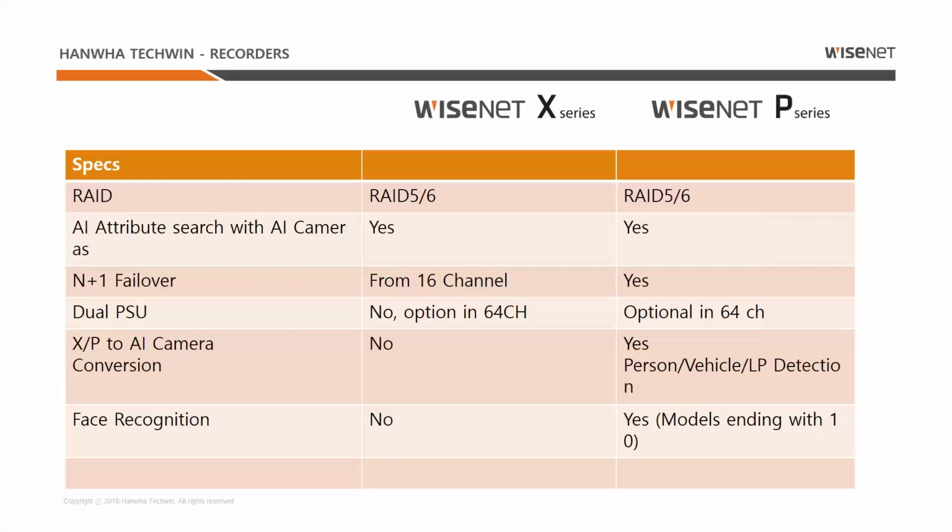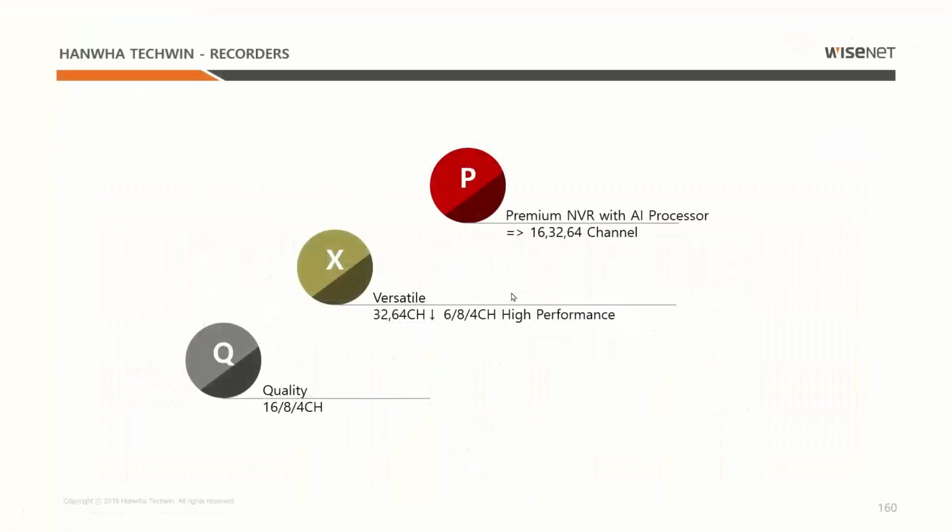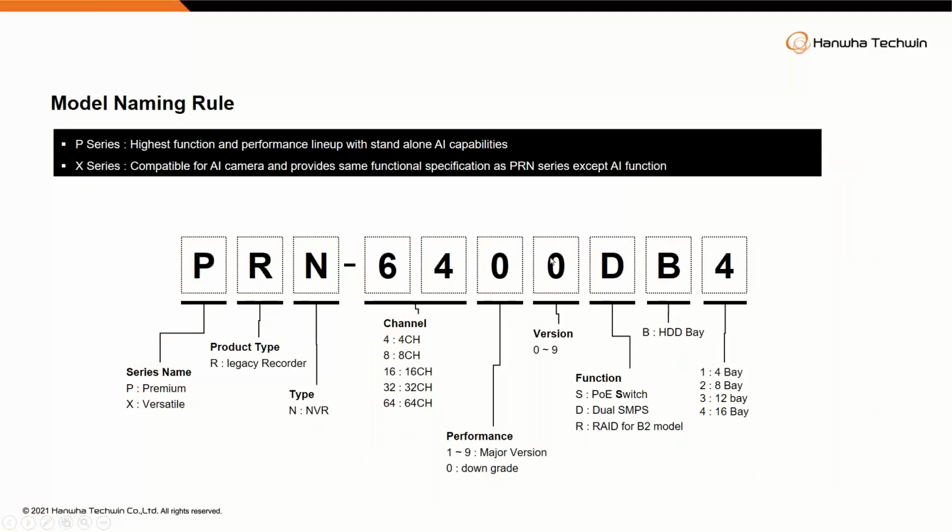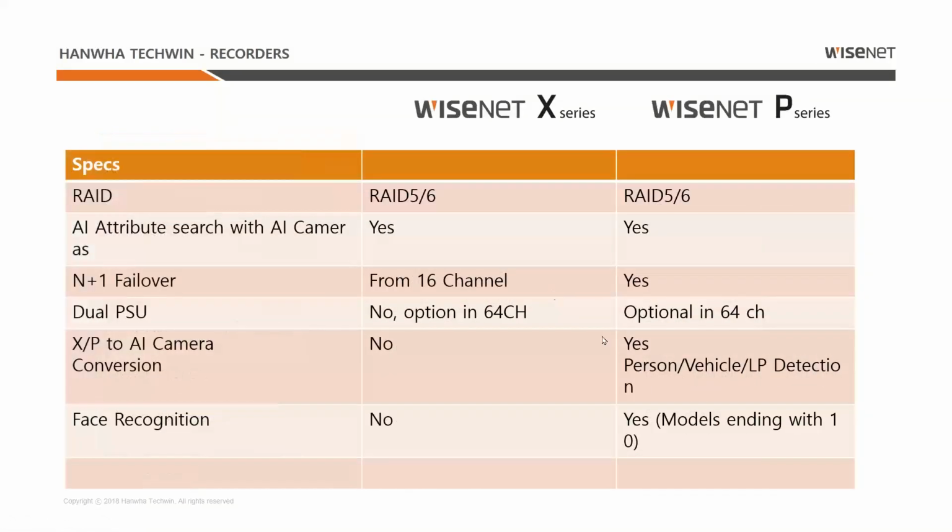Lastly, under P series, there is one special type of NVR. It's called 6410. Usually the NVR is PRN 6400. You have an option in P series to do face search, which is, I can demonstrate with a video.